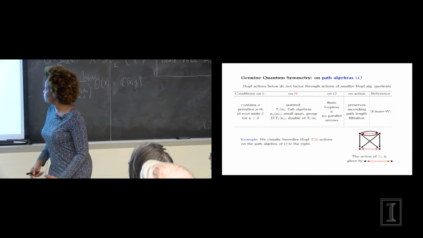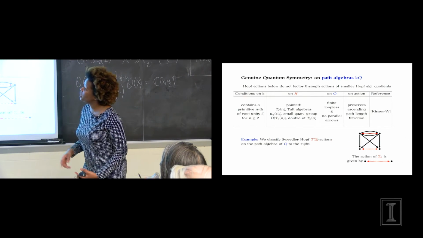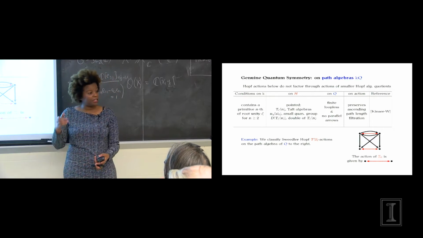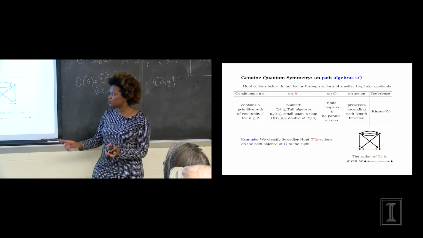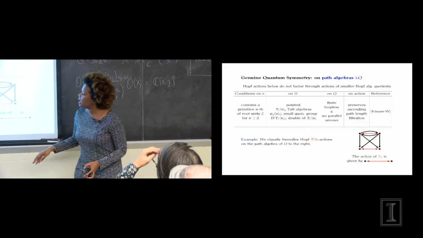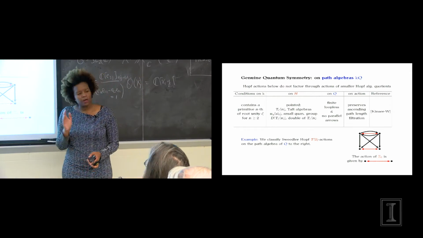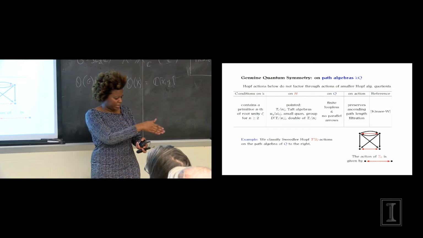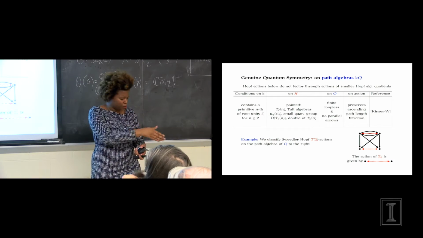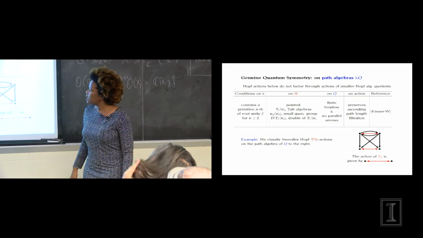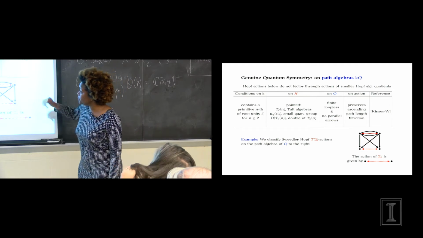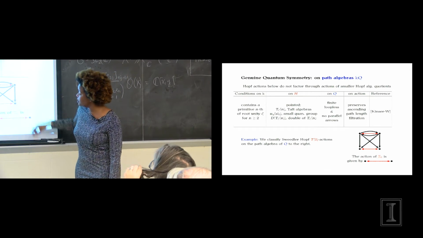Okay, all right. So what quivers are we working with? They have to be finitely many vertices, no loops, loops are bad, no parallel arrows. And what kind of Hopf algebras are we working with? The Hopf algebras that are pointed, that behave like small quantum groups, U_q(sl_2), something like this. And we have lots of examples of quantum symmetries on such path algebras.